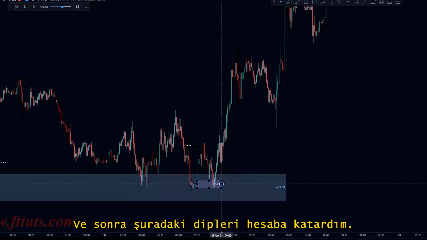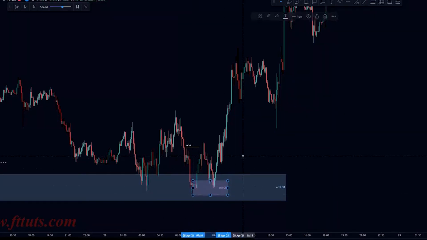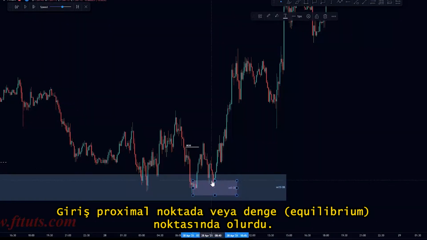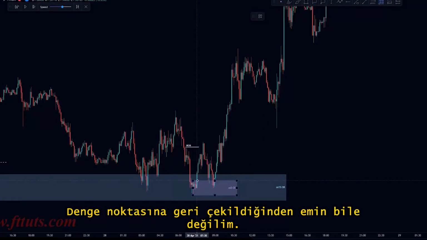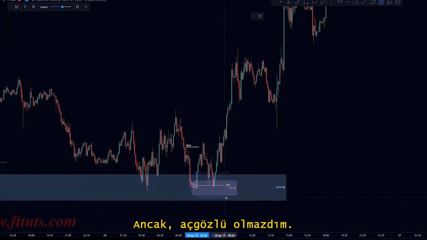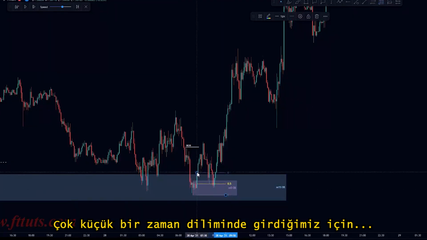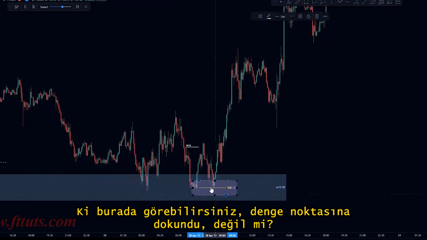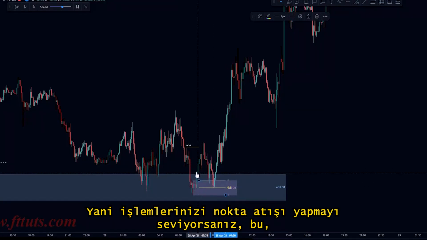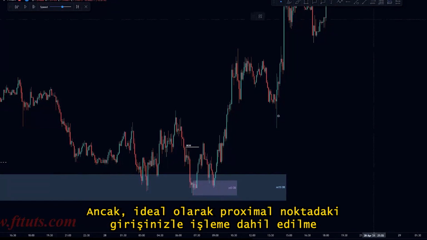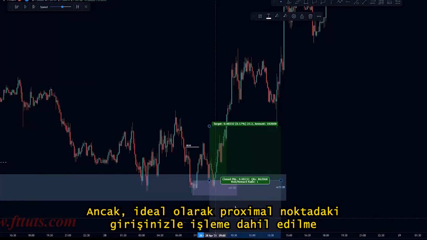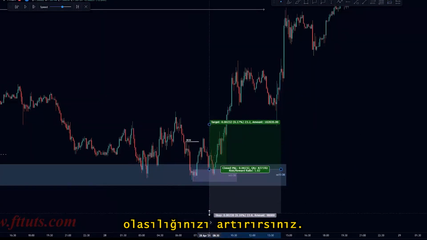And then I would factor in the lows down here. Okay, the entry would be at the proximal point or the equilibrium point. Not even sure if it did retrace the equilibrium point. However, I wouldn't be greedy since we are entering on such a small time frame, which you can see here, it did hit the equilibrium point, right? So if you like to pinpoint your trades, this would have been one variation of your entry. However, ideally, increase your likelihood of being tagged into the trade with your entry at the proximal point.